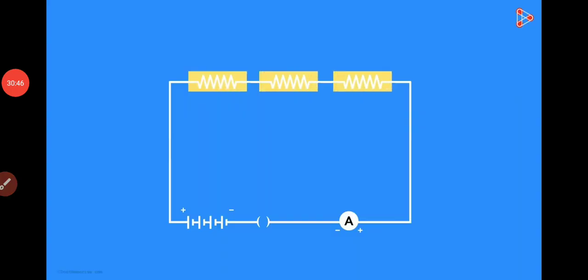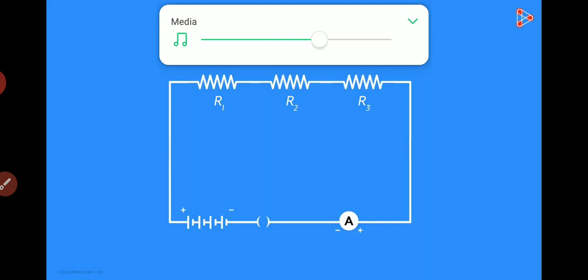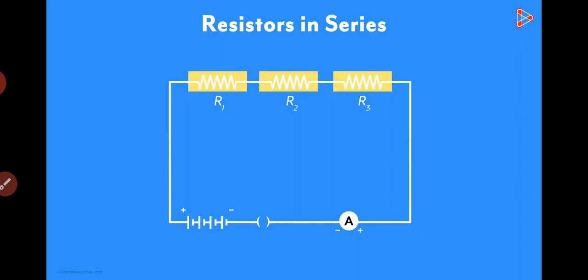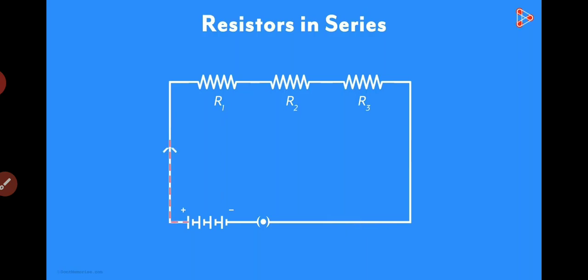Three resistors of different values are connected in series. How do we know they are in series? Because they are connected one after the other, forming just one path and not multiple paths. Let's perform a small activity now. Close the plug key and note the ammeter reading with these three resistors connected in series. Let it be I amperes.